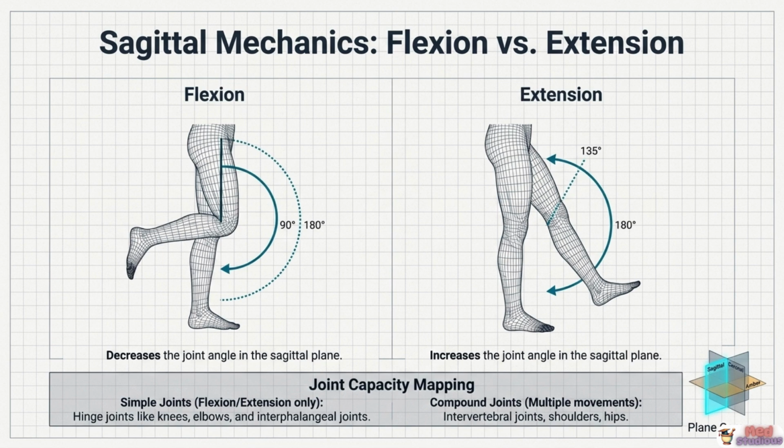Now, here is a crucial distinction for your exams. Simple joints, hinge joints like the knee, elbow, and finger joints, can only perform flexion and extension. They are mechanically restricted to this one plane of motion. Compound joints, like the shoulder, hip, and intervertebral joints, have far greater range and can perform movements across multiple planes. Knowing which joints are simple versus compound will save you from many clinical errors down the road.